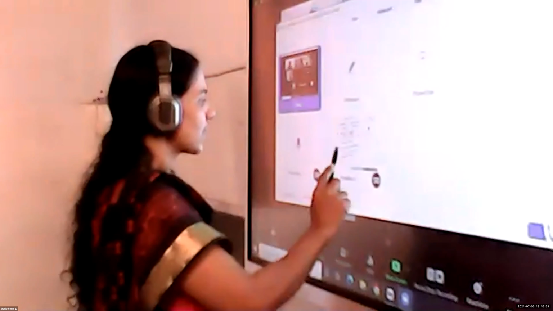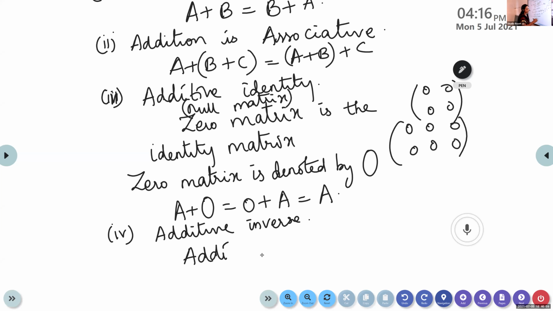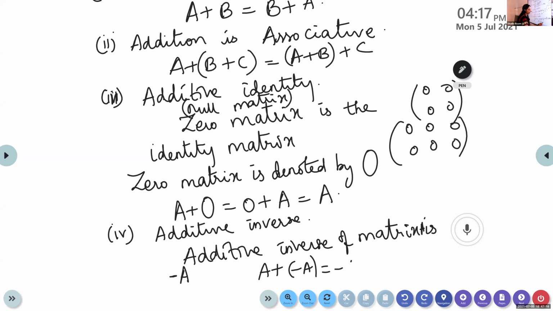Same way for a matrix A. If you are given a matrix A, the additive inverse of the matrix A is minus A. So A plus minus A is equal to minus A plus A, which is always 0, the 0 matrix, the null matrix.